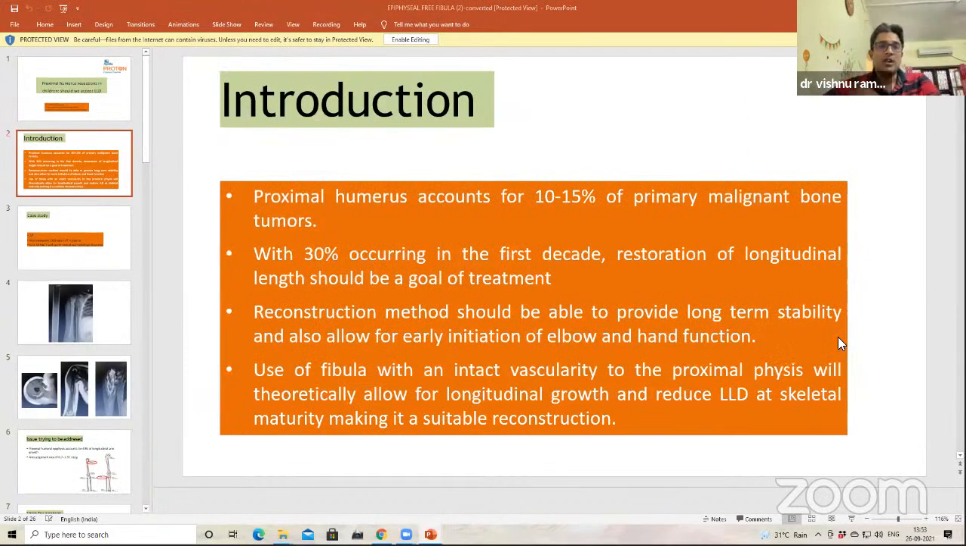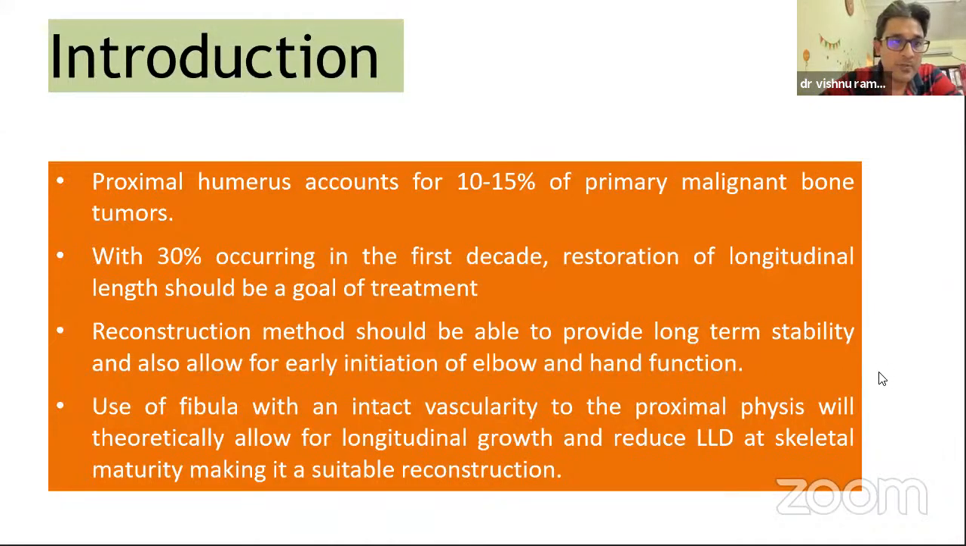Right. Good afternoon, everyone, and thanks for the opportunity to speak here. The proximal humerus accounts for 10 to 15% of malignant bone tumors, with 30% occurring in the first decade. So the reconstruction method used should be able to provide long-term stability and allow for early initiation of movement.